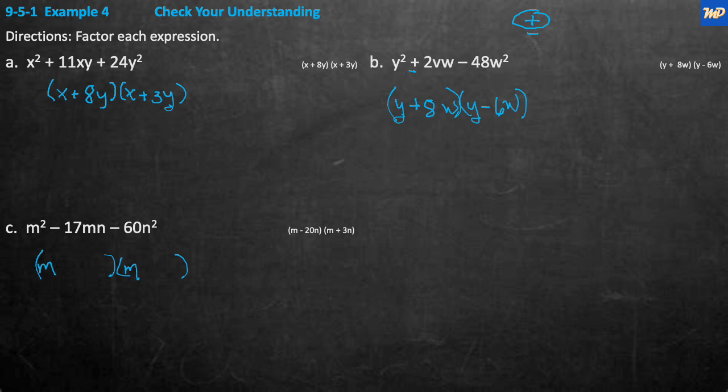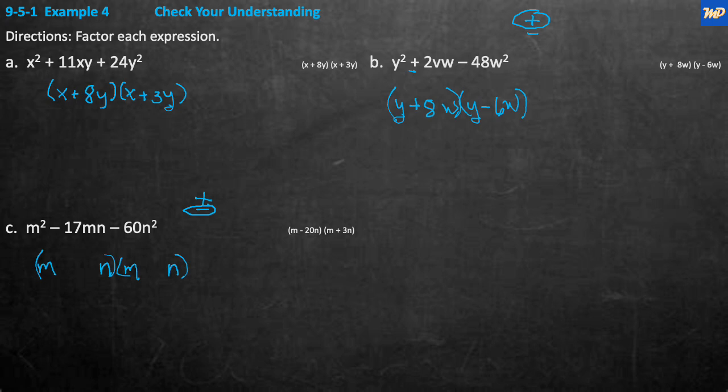In the next section, I think we're going to have some kind of a coefficient in front of the m, so I might not be able to put the m's so close to the front, but we'll worry about that in the next section. So we have m's and we have the n's, n squared, so we have n's in the last positions. So now we have a negative 60, so that means a positive and a negative, and we need a negative 17. So that means that the larger number is going to be negative.